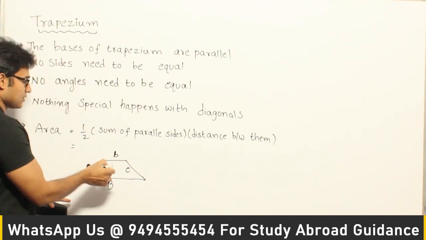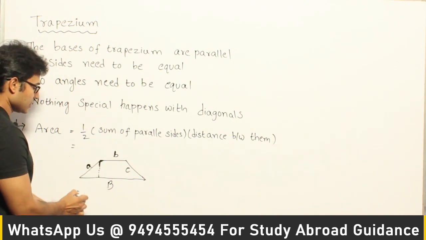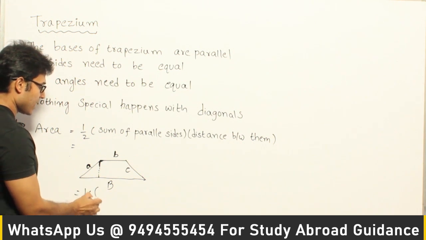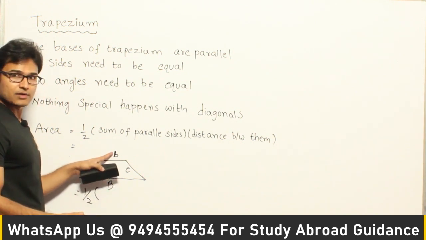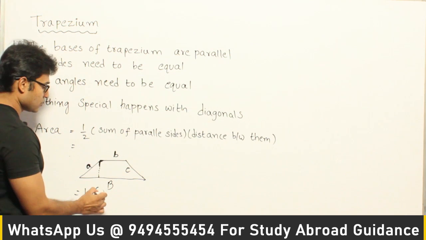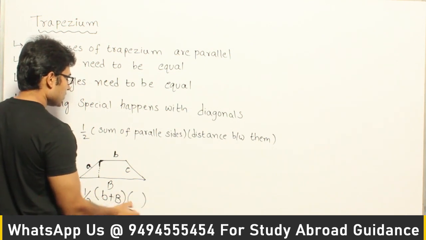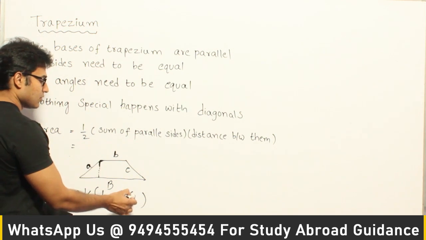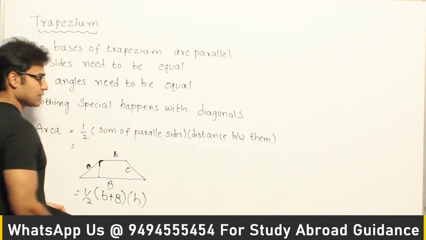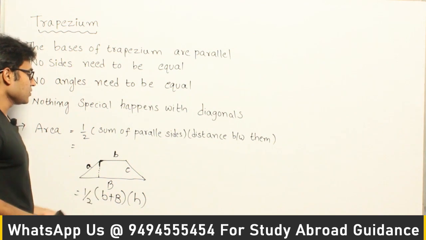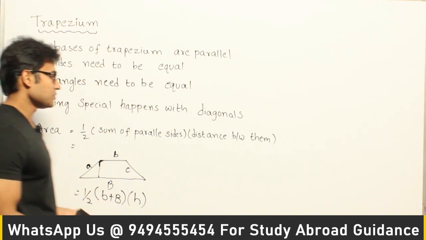So according to that, in this diagram, the area is half into the sum of parallel sides. These two are parallel sides, right? So small b plus capital B is the sum of parallel sides, into the distance between them. If you assume the distance between them is h, then it is h. Got it? Now let's try to derive how we get this.